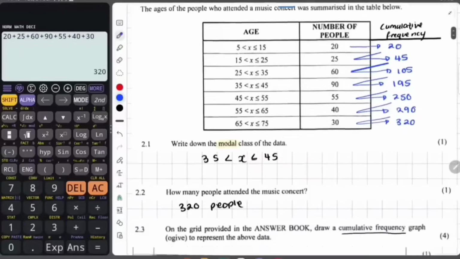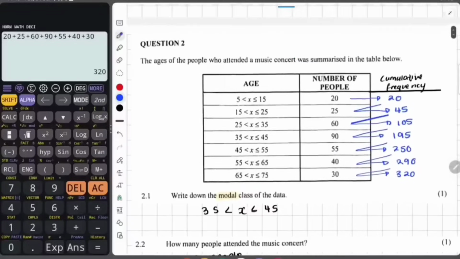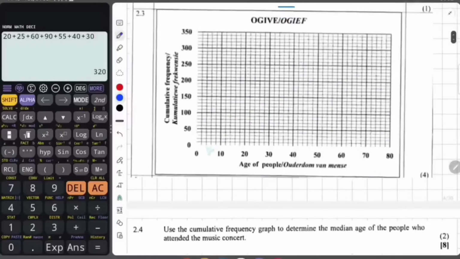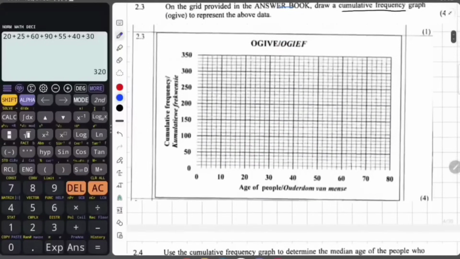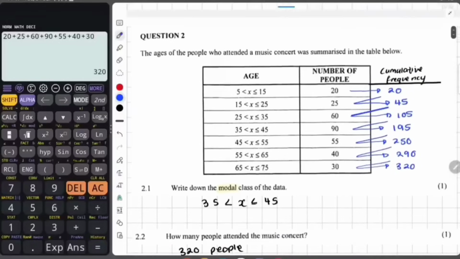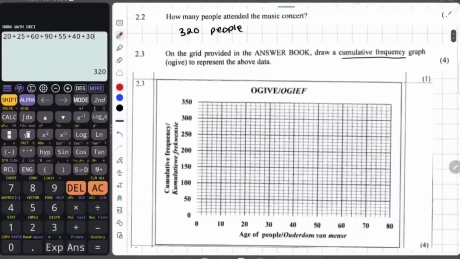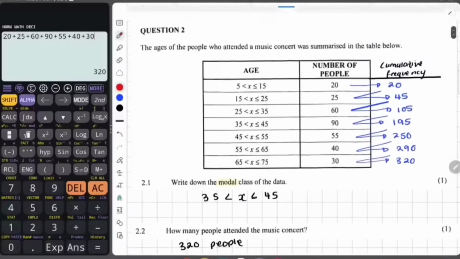And this is how we're going to plot this information. Remember, you have an x-axis and a y-axis. On the x-axis, this is the age of people, as you can see in the data. And then the cumulative frequency will be on the y-axis. Don't use the frequency, use the cumulative frequency. So this is how we're going to put it down.